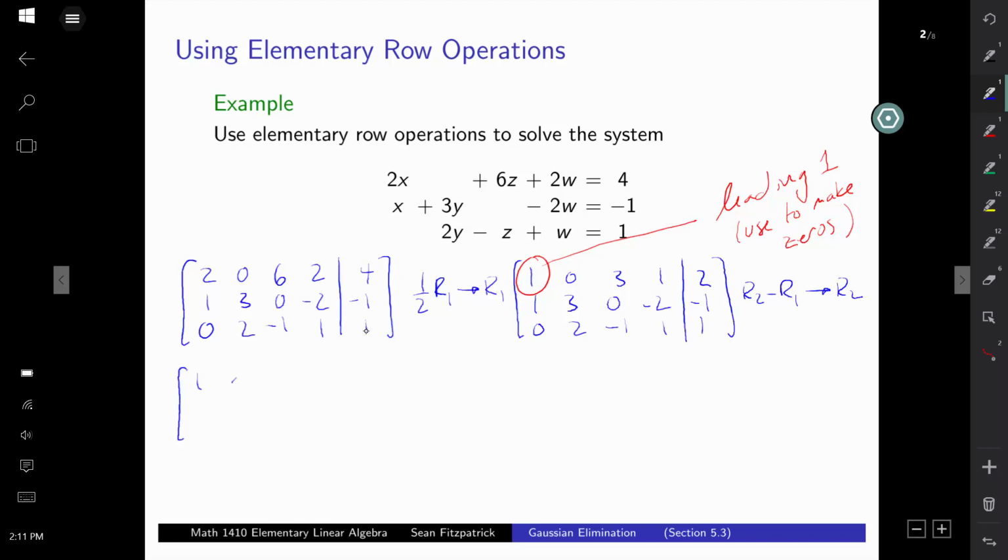That gets me 1, 0, 3, 1, 2. Then 0; 3 minus 0 is 3. 0 minus 3 gives me minus 3. Minus 2 minus 1 gives me minus 3. Minus 1 subtract 2 gives me minus 3. Then 0, 2, minus 1, 1, 1. And you can probably guess what I want to do next. You can tell this problem was a bit of a setup. I made sure that all those 3's showed up.